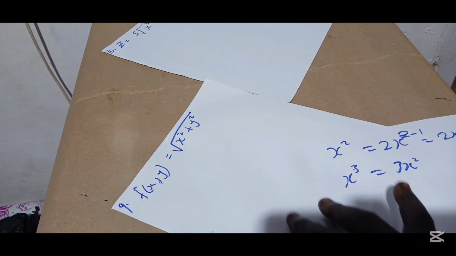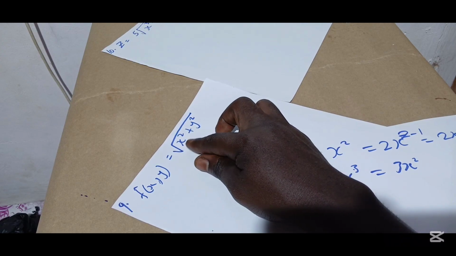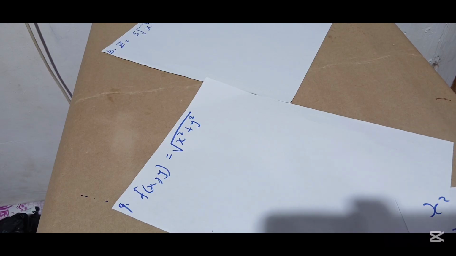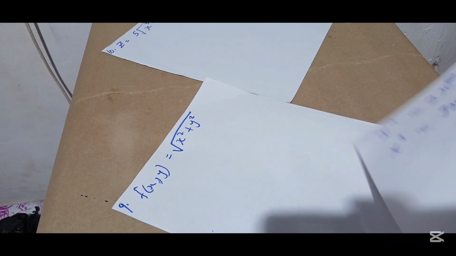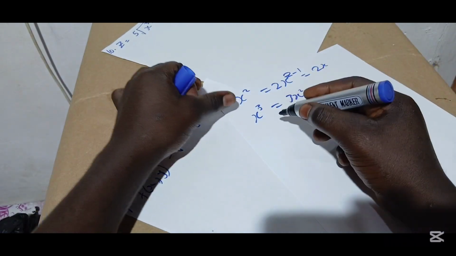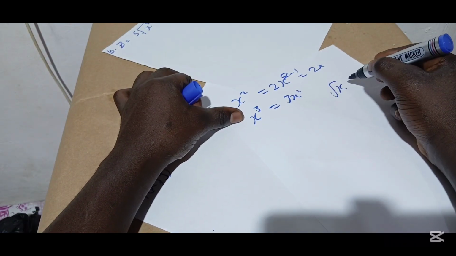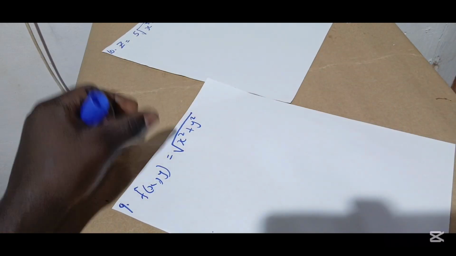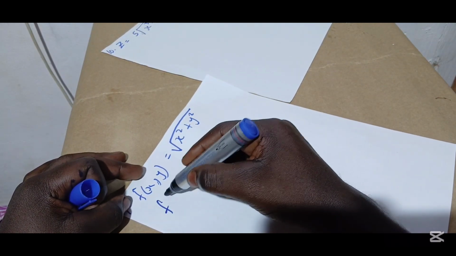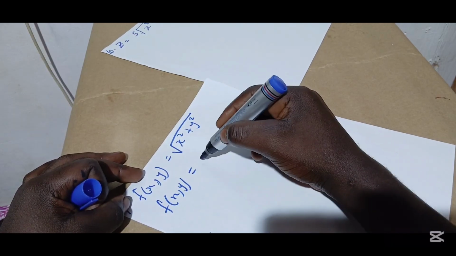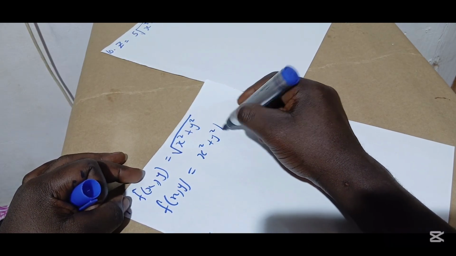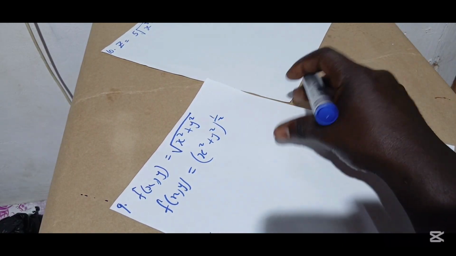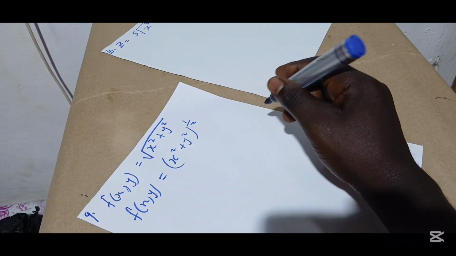Find the partial derivative of f(x, y) equal to the square root of x squared plus y squared, with respect to x and then y. You can pause the video and try this. Then you know that the square root of any number or variable is the same as that variable raised to the power half, right? So this function can also be written as (x squared plus y squared) to the power half. In problems like this, we have to use the chain rule.